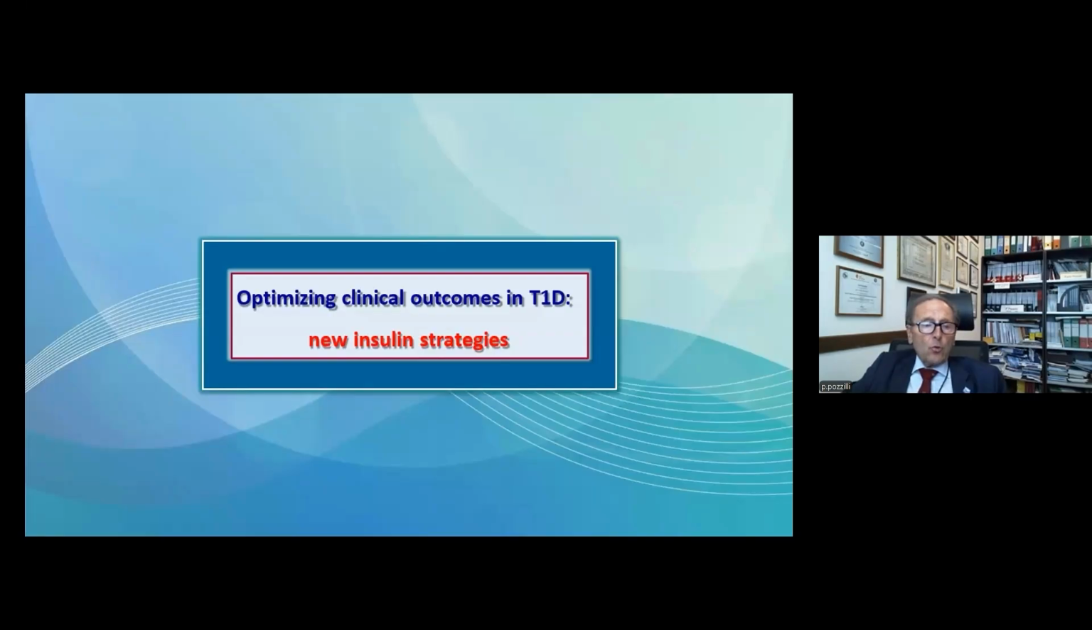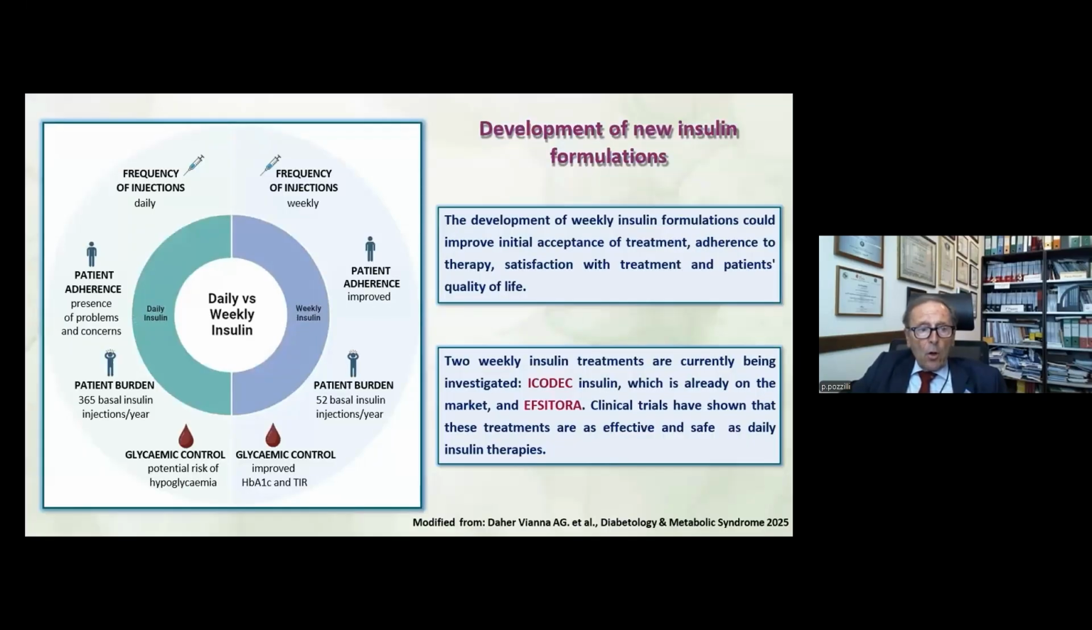Now, what can we do today with the new developments in therapies for optimizing the clinical outcome in type 1 diabetes? We have new insulin strategies, and this is a major step forward over the past few years. And remember that insulin was discovered in 1923, and after 102 years since its discovery, we now have a weekly insulin for our patients. The development of weekly insulin certainly improved acceptance of treatment, adherence to therapy, satisfaction for patients, and quality of life.